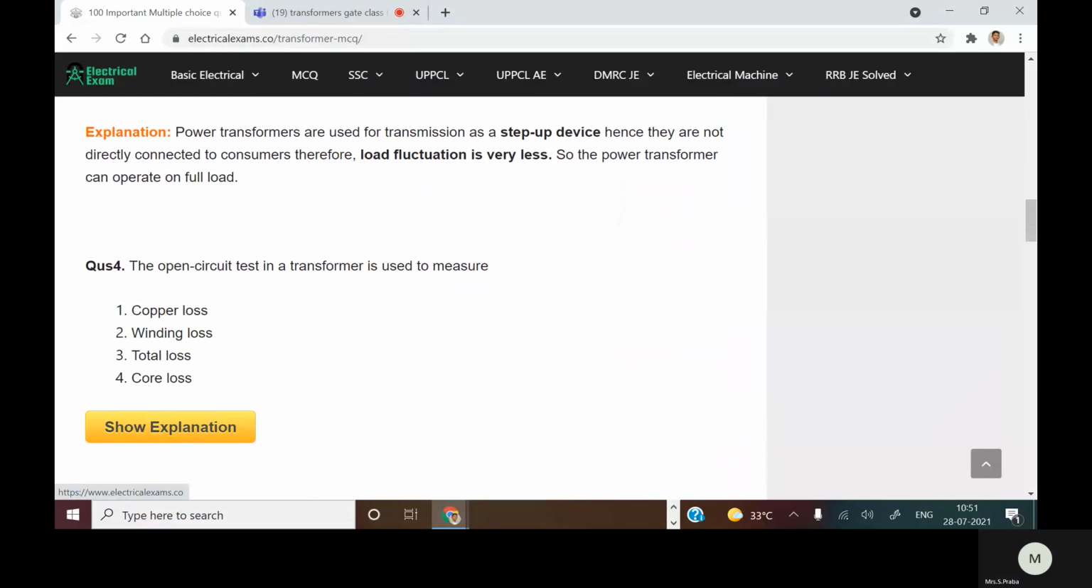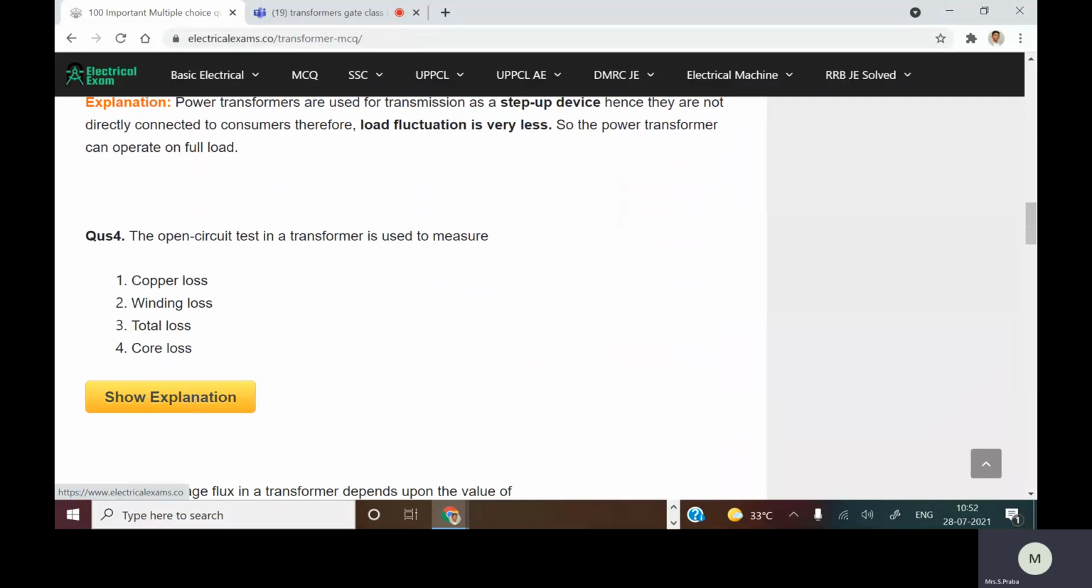They are asking, OCC test is carried out to conduct what? Copper loss or winding loss or core loss. OCC test and SCC test must be very important. In what part are they used to conduct what test? To measure what loss? This test must be dedicated. So let's see the explanation.